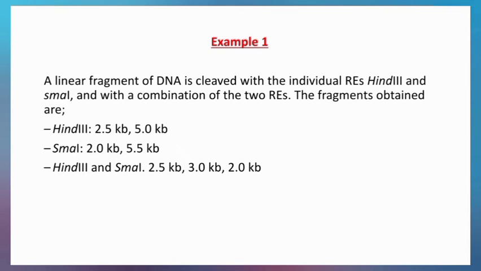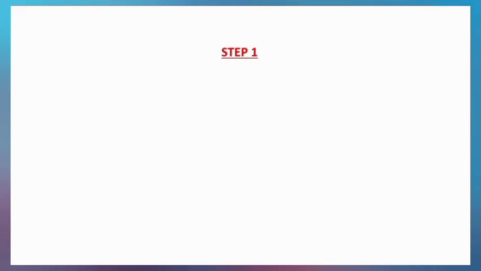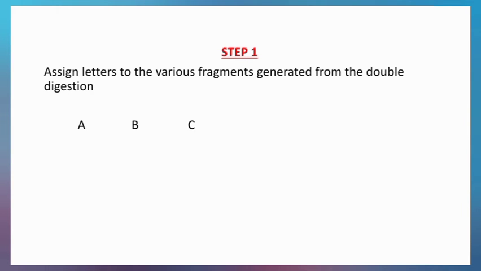We know the double digestion gives us 3 different fragments: 2.5, 3.0, and 2.0. So we are going to assign letters to these fragments. Let's say letter A is equal to the 2.5 fragment, letter B is equal to the 3.0 fragment, and letter C is the 2.0 fragment. That is what we are going to do under step 1. So letter A for 2.5, letter B for 3.0, and letter C for 2.0. Now let's move on to step 2.